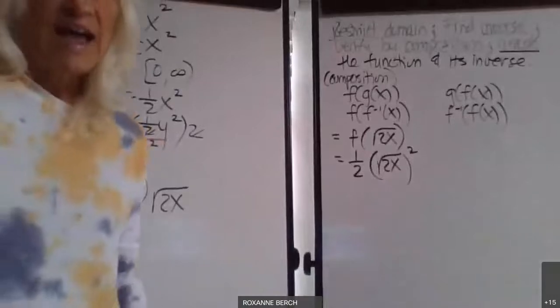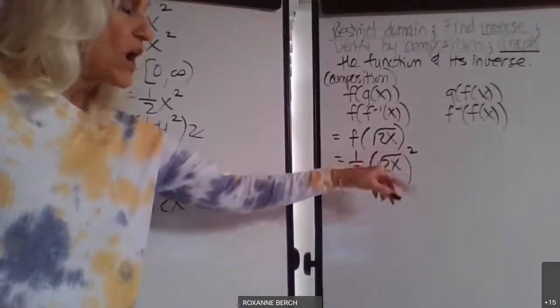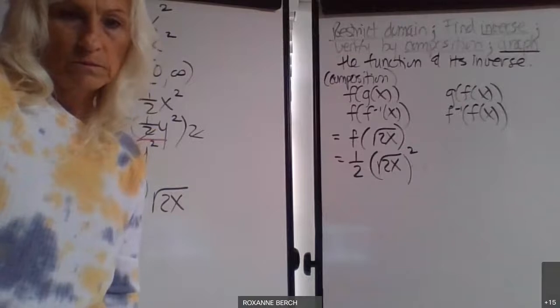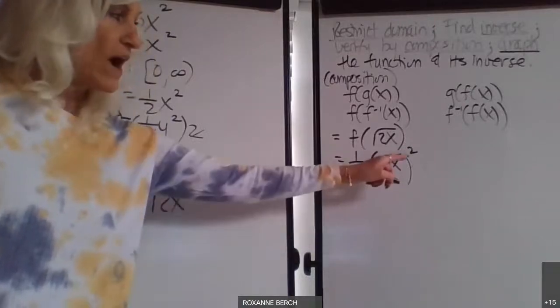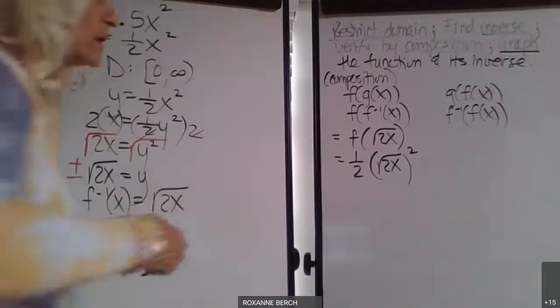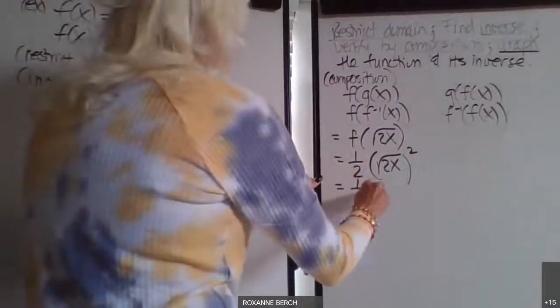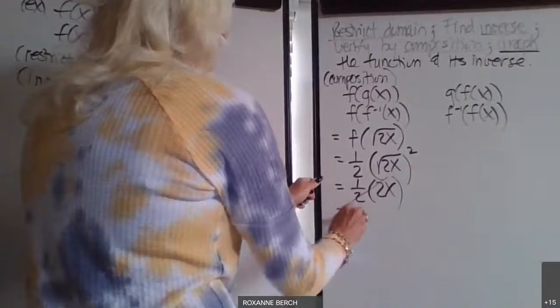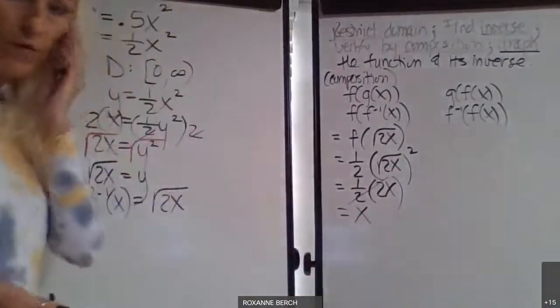Okay, do you guys realize that a square undoes a square root? A square undoes a square root. They undo each other. So this would be 1/2 times 2x. So the 2's cancel, so we get the x we were looking for.